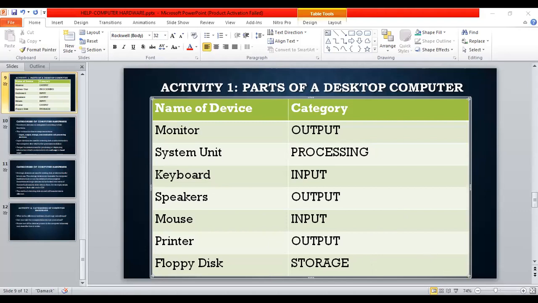Okay, thank you. We have filled up these devices in the table as they are. And then let us see how we can progress.